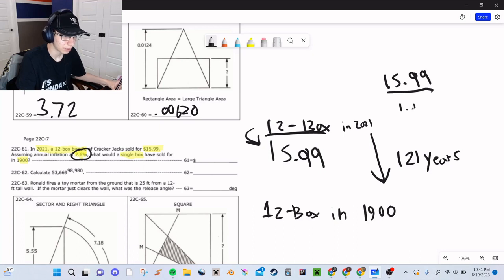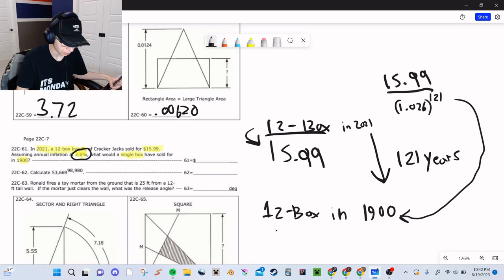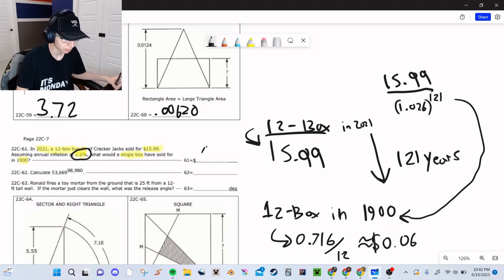15.99 divided by 1.026. This is the factor by which I would divide to go back a single year due to inflation. But I'm not going back a single year. I'm going back 121 years. So I've got to raise this denominator to the 121st power. So dividing by 1.026 to the 121st power would get me the cost of a 12-box bundle in 1900. I get a very small value here, equal to 0.716. But I want to know what a single box would sell for, so I've got to divide it by 12. I get about $0.06.